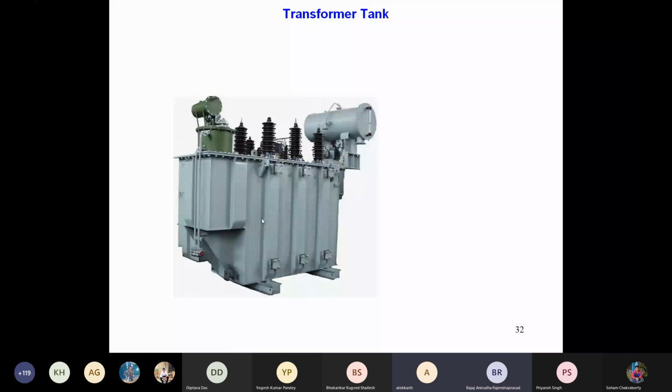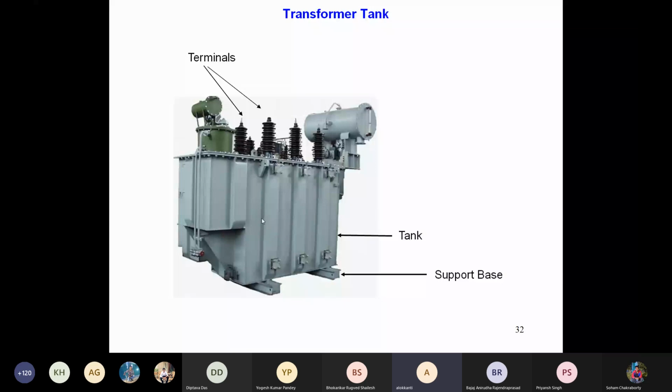So once we have this type of transformer, you will find that it has a support base. There has to be support. Sometimes you may even find that there are wheels, so it can be moved here and there. And this is basically the tank. And there are special protection systems here. And these are basically the terminals. You basically have the low voltage terminals and the high voltage terminals.